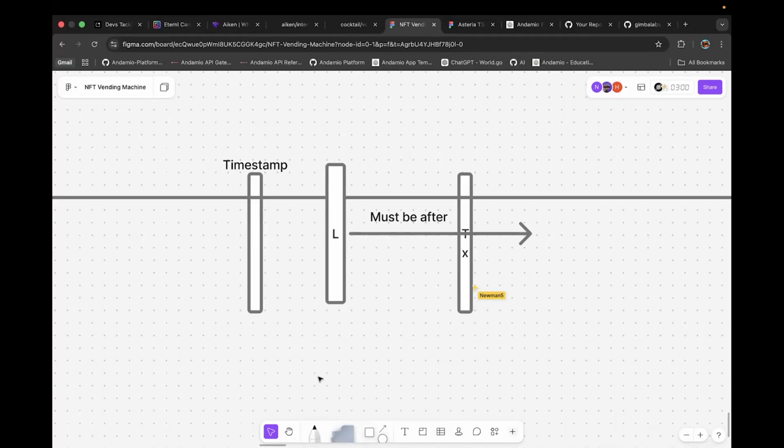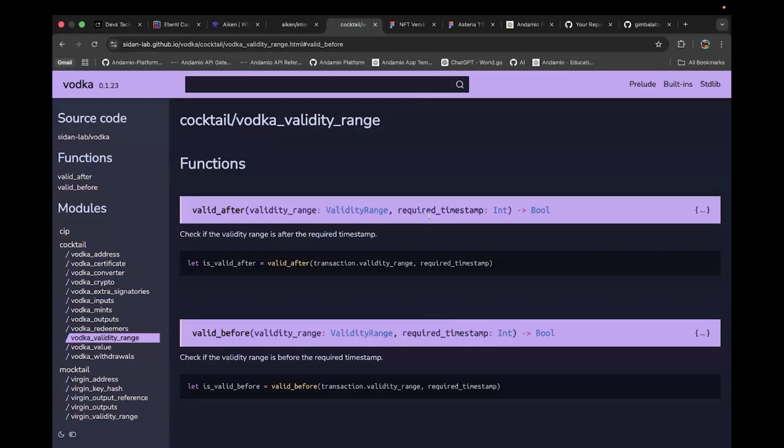I think we know that we're using those valid after, valid before. Ooh, so we could call these in our graphics the lower time, and that might be confusing. Like, how would we visualize this on the Figma? Valid after and valid before. Yes. How would we check if the validity range is after the required timestamp?